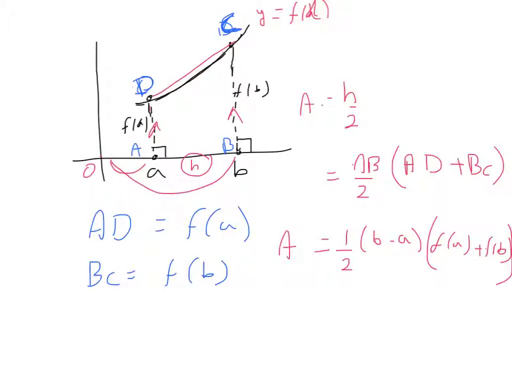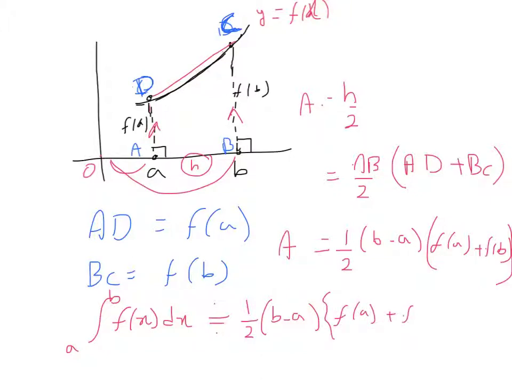If we write it down, the integral from a to b of f of x dx is approximately equal to a half times b minus a, brackets, f of a plus f of b. And this is what we call one application of the trapezoidal rule.